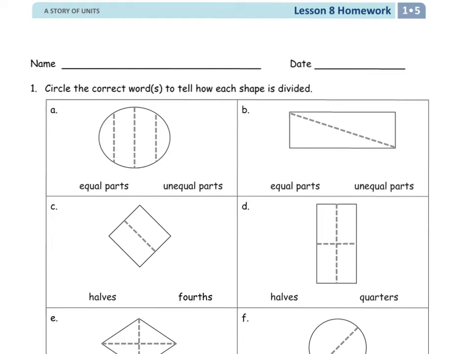Hello everyone, this is grade 1, module 5, lesson 8 homework. The directions state, circle the correct words to tell how each shape is divided.